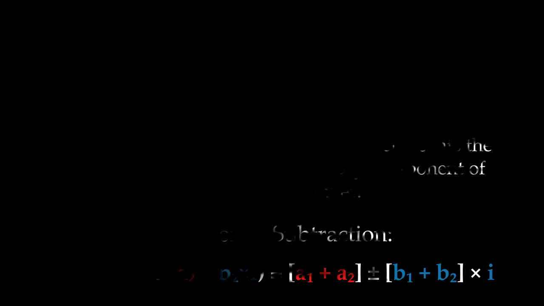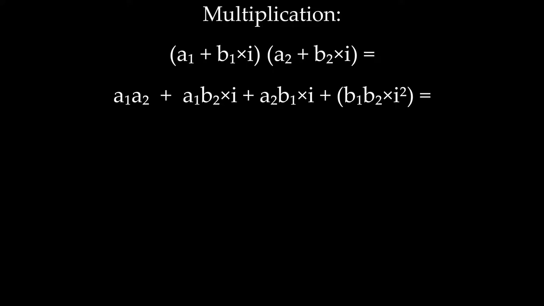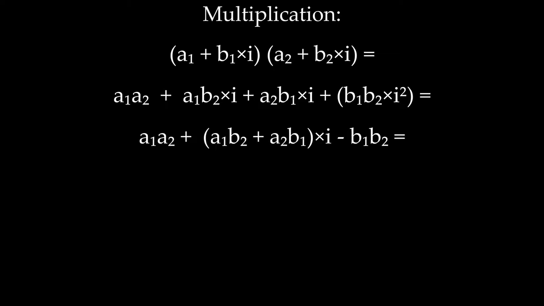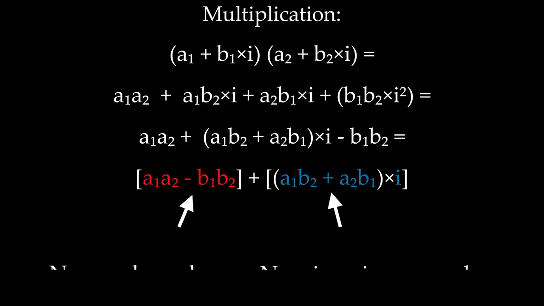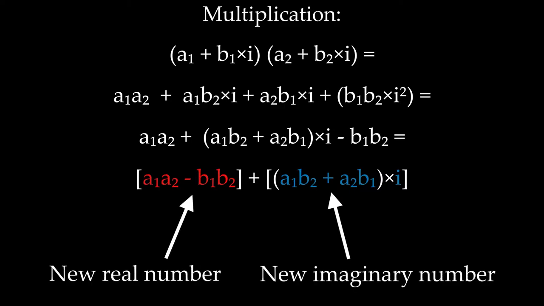Multiplication and division are a little bit less straightforward, since i squared equals negative 1. When multiplying two complex numbers, you distribute terms as you would with two completely real binomials. However, since we end up with a term containing i squared, we have to make that particular term negative. In this case, we end up with the product of the imaginary components of the two complex numbers being subtracted from the product of the real components of the two complex numbers.